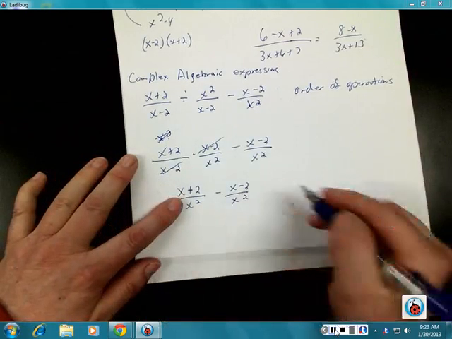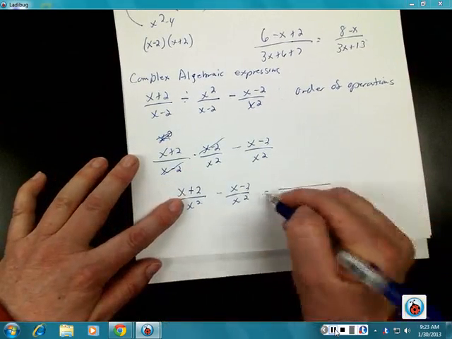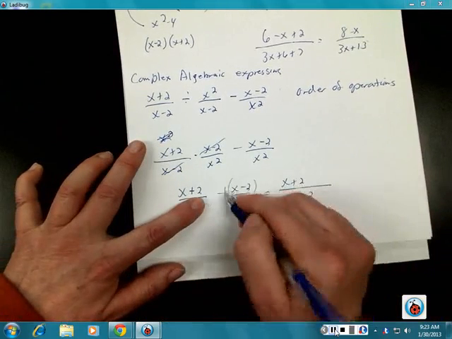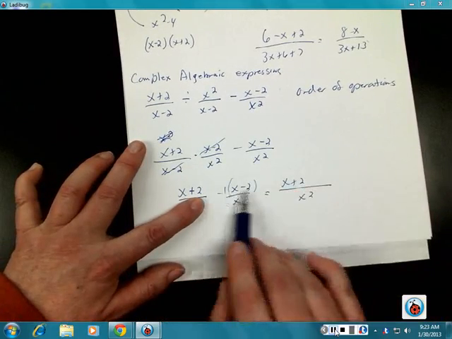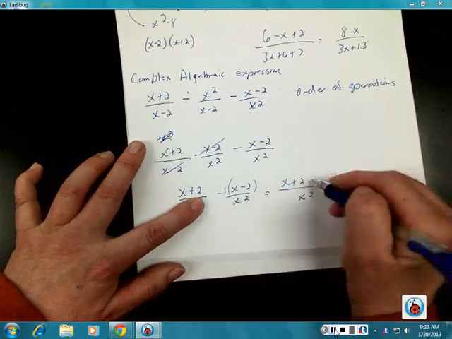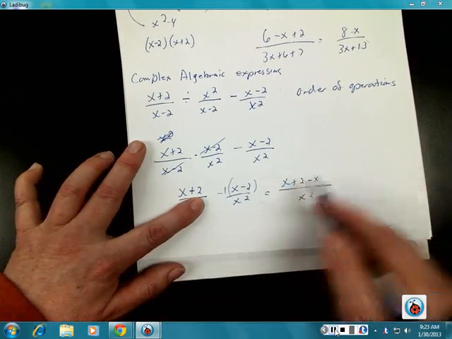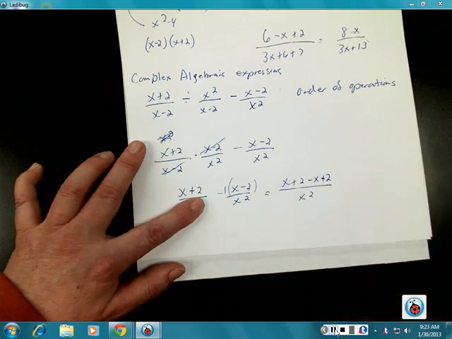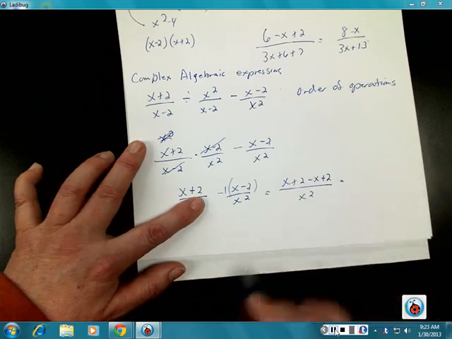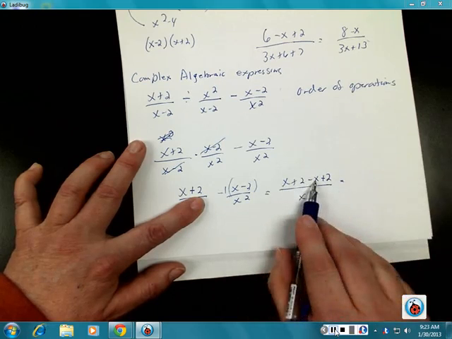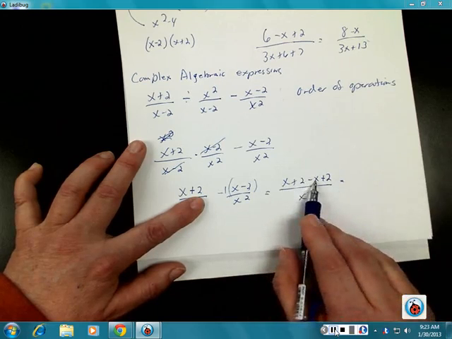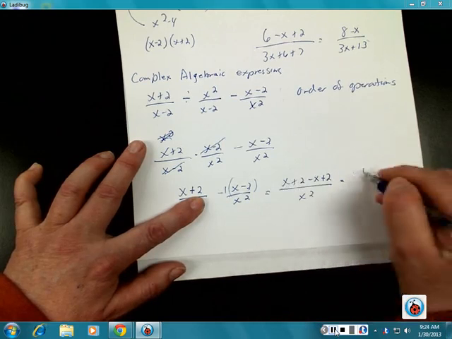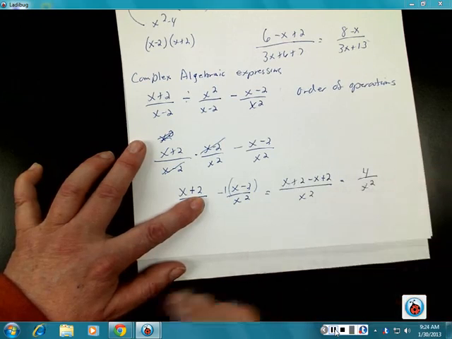That subtraction means the first stays the same, but I need to take that whole piece and multiply by negative 1. Negative 1 times x is a negative x. Negative 1 times a negative 2 is a positive 2. And so what is my final answer? Well, x minus x, gone. Positive 2 and a positive 2, 4 all over x squared.